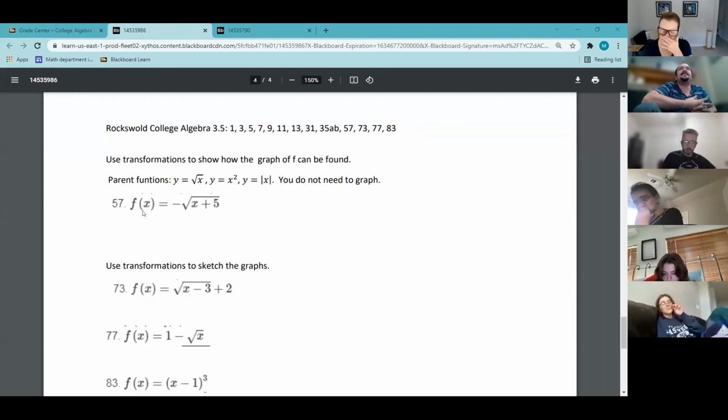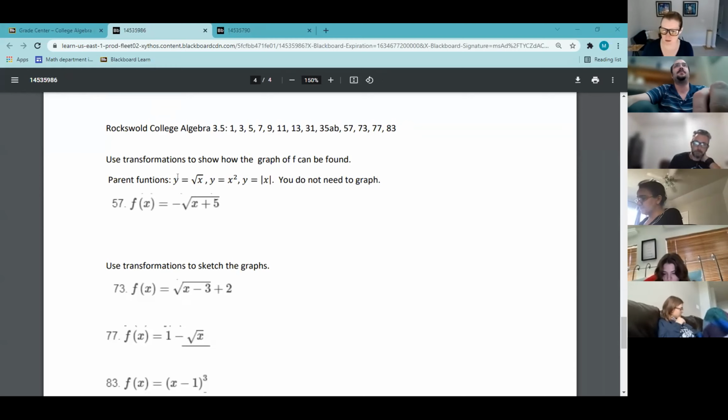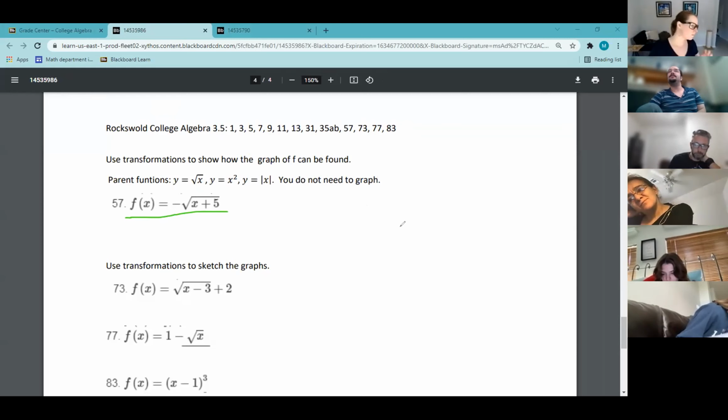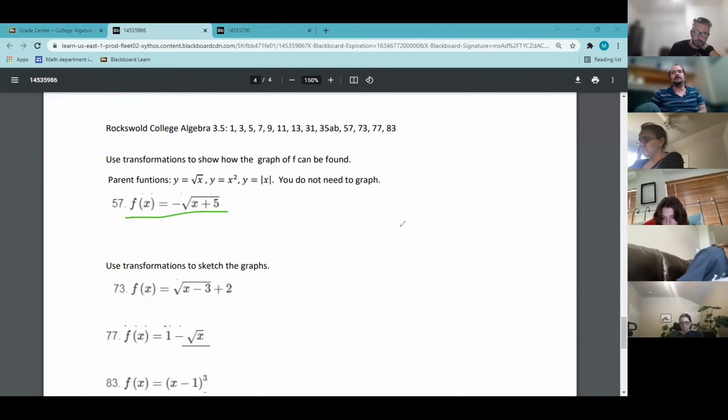So 57, they say use transformations to show how the graph of f can be found. My parent functions are y equals square root of x, y equals x squared, and y equals absolute value of x. Same 3 that we've been dealing with. I think they just want you to explain how you're using transformations, right? It says you do not need to graph it. We're just explaining what's happening to this graph.